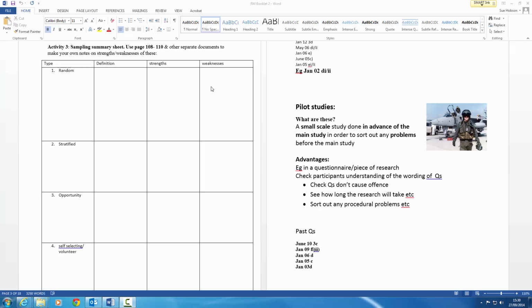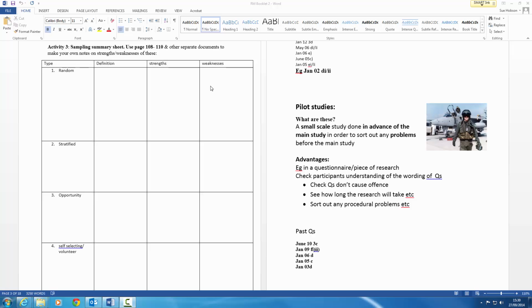The weakness of random sampling, though, a couple of things. First of all, you can write that if there are lots of people in your target population, then actually this could be time consuming, because you've got to somehow allocate everybody a number, put them in a system, and then select them. So that could be time consuming.